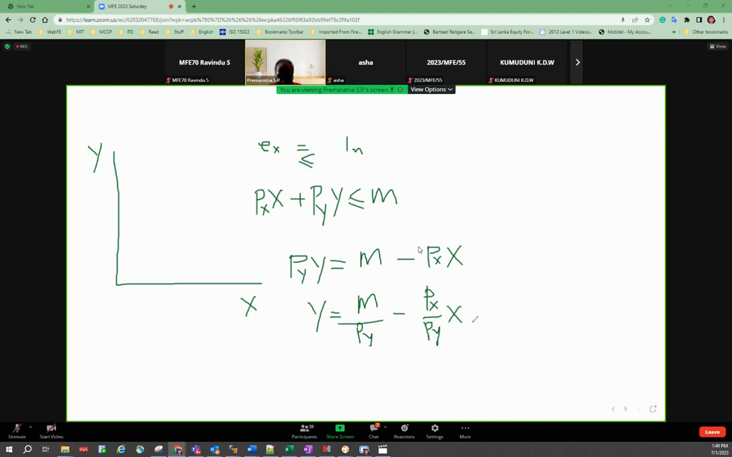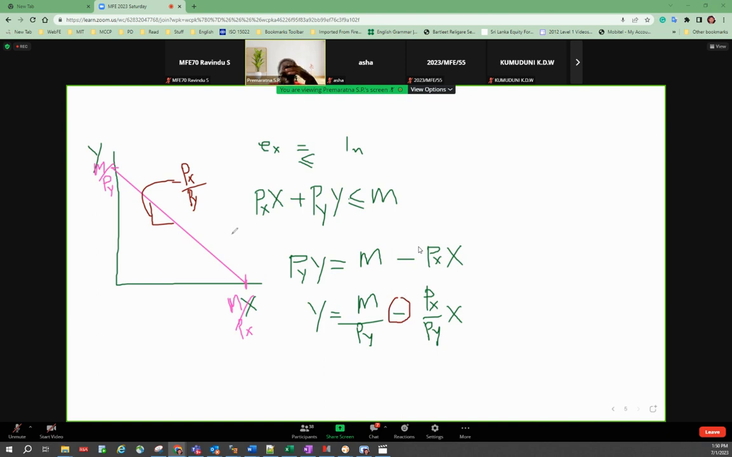If X is 0, you can find the intercept here. That means M, the money income, divided by Py. Likewise, here also you can find the intercept, which means M divided by Px. So linking these two, you can draw the budget line. With this, you get the slope. The slope is minus Px divided by Py. That's the price ratio, and you can see it's negative.